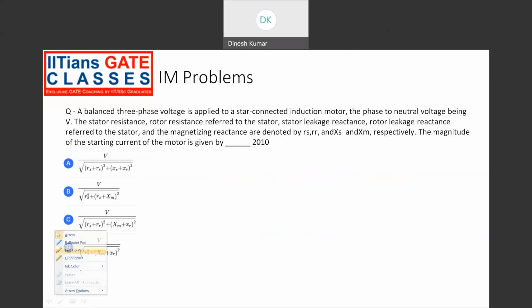The next question is a GATE 2010 question. A balanced three-phase voltage is applied to a star connected induction motor. The phase to neutral voltage being V, the rotor resistance and rotor reactance are referred to the stator. The stator leakage reactance and rotor leakage reactance are also referred to the stator. It means that the entire rotor circuit parameters are referred to the stator side. They have given the magnetizing reactance, denoted by XM.